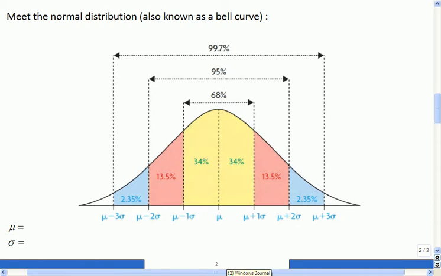Okay, so what this chart represents, we're going to refer to now as the 68, 95, 99.7 rule. So when you hear me say that, this is the picture we're thinking about in your head, and I'll tell you what the rule means.